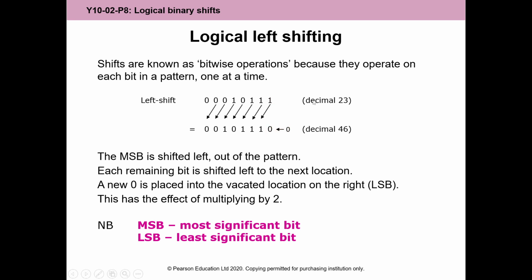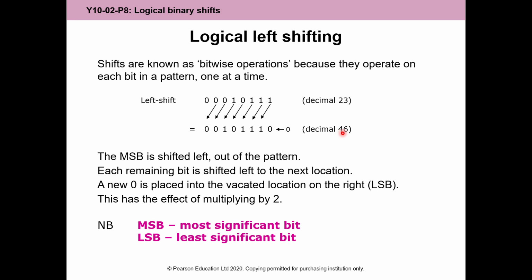The original value is 23. So why is that? Because we've got a 1 plus a 2, which is 3, plus a 4, which is 7. We ignore the 8 because it's a 0, plus a 16. So 16 plus 7 is 23. If you shift all of that to the left, then you've got a 2, a 4, an 8, and a 32. Add all those together and you get 46.